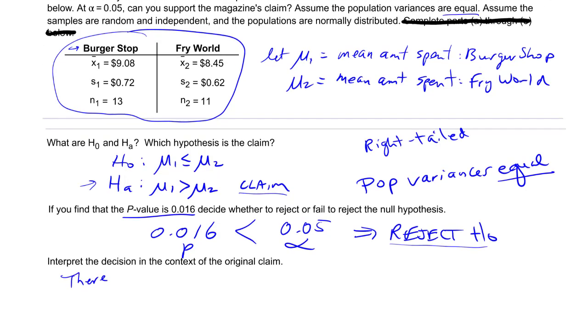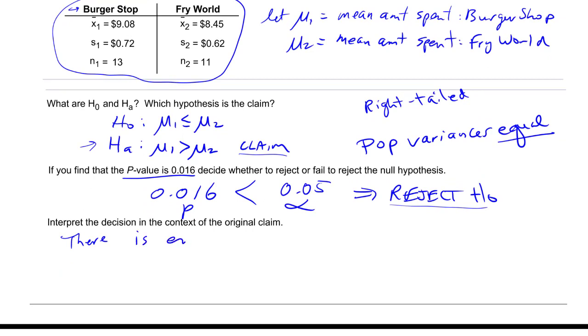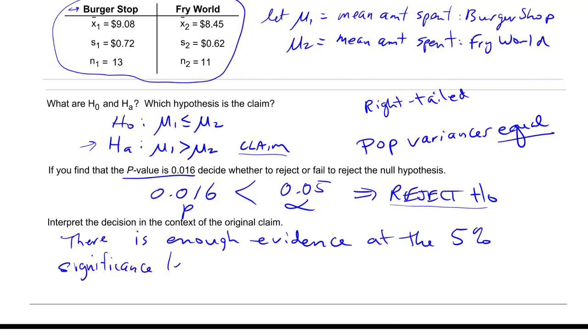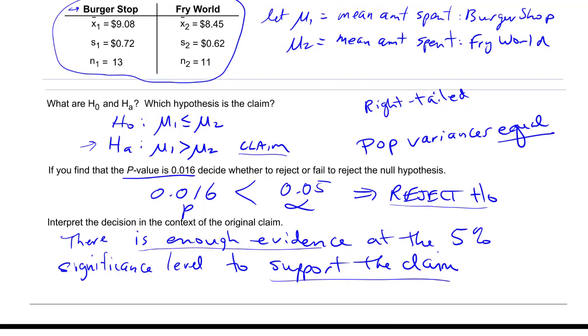Therefore, there is enough evidence at the 5% significance level to support the claim. Specifically, that the mean amount spent at Burger Stop is greater than the mean amount spent at Fry World. Again, there is enough evidence to support the claim.